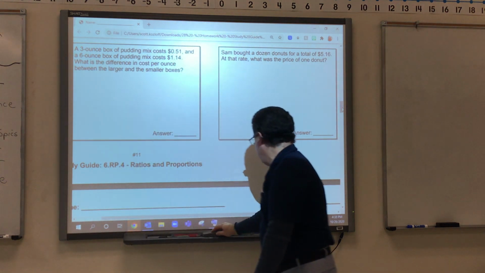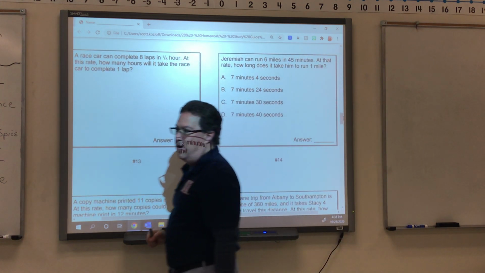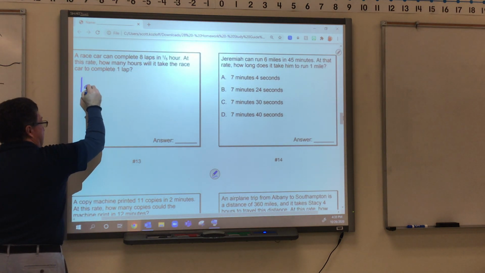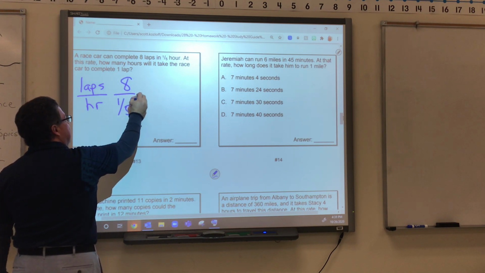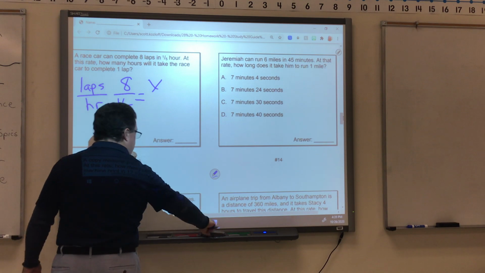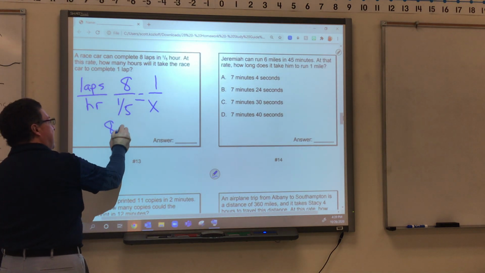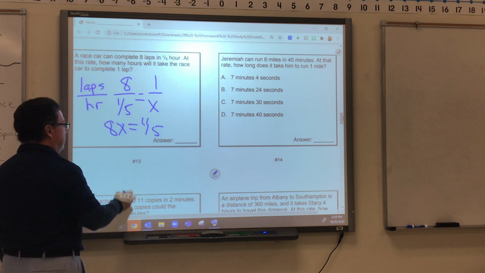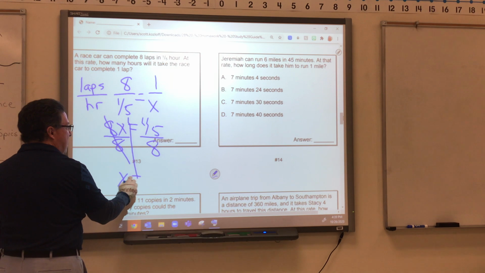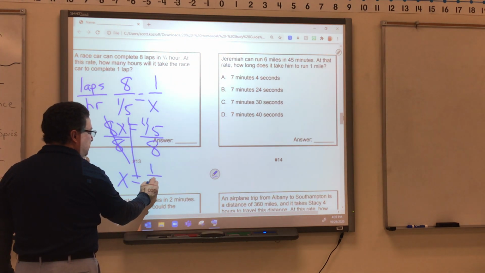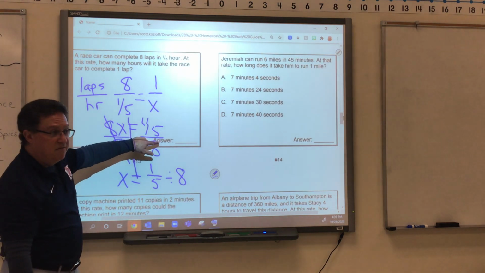Last one for this particular session will be number 13 and 14. The race car question came up in classes today. Laps per hour. I can do 8 laps in 1/5 of an hour. I want to know 1 lap is going to be how many hours? That means that 8x is going to be equal to 1/5, which means I'm going to divide by 8 and divide by 8. Those cross each other out. X is going to be equal to, and I'm going to write this horizontally, 1/5 divided by 8, because that's what that bar means, division.